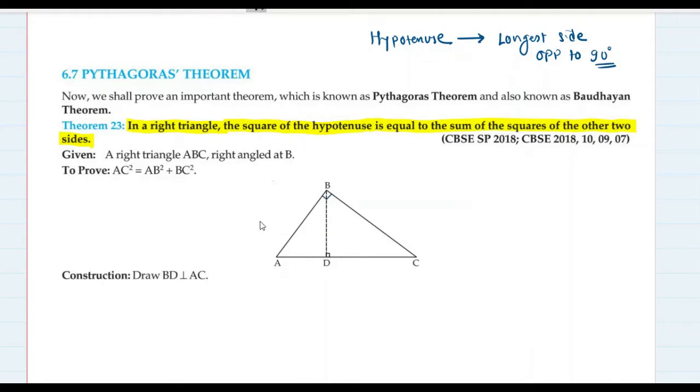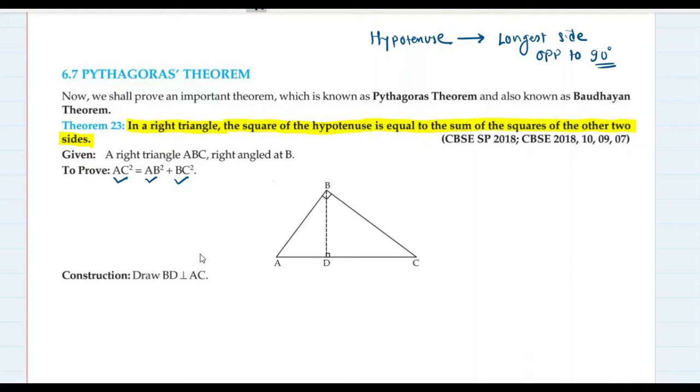It says that square of the hypotenuse, AC square, is equal to sum of the squares of the other two sides. Which are the other two sides in triangle ABC? AB and BC. So AC square is equal to AB square plus BC square. So that is Pythagoras theorem. Square of the longest side or hypotenuse is equal to sum of the squares of the other two sides. Whenever you use this theorem, you will write it just as Pythagoras theorem.